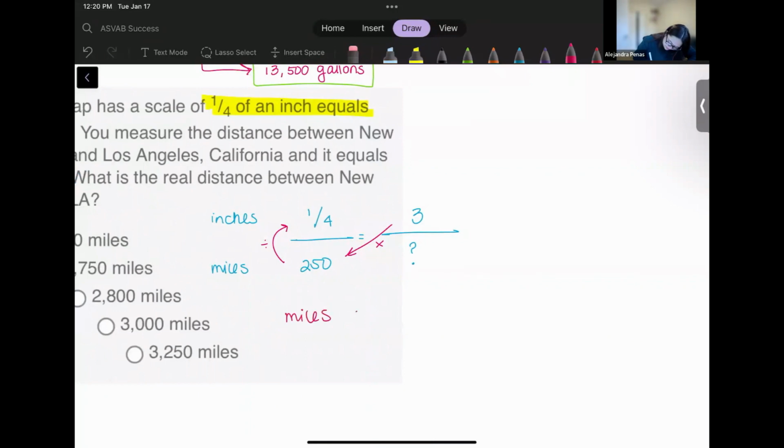So the number of miles is going to equal 250 times 3, everything divided by 1/4. So let's take care of the multiplication at the top first. 250 times 3, that's 0. That's 15. Carry the 1. That's 6 plus 1 is 7. So we have 750 divided by, sorry, divided by 1/4.